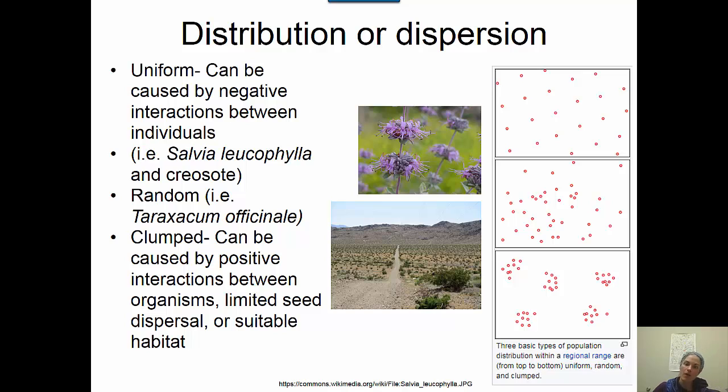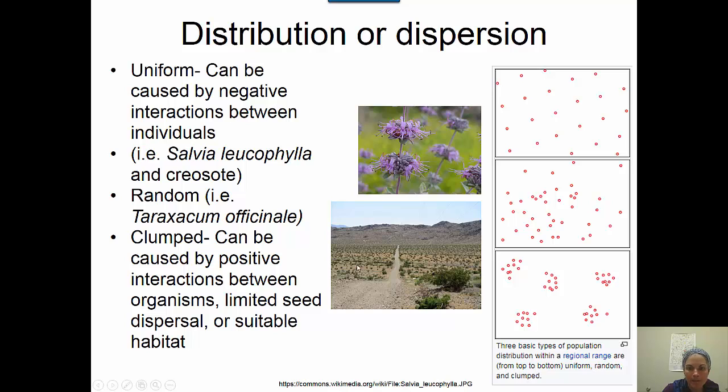There are a couple of examples of this from the plant kingdom, including some local plants. For example, this species, Salvia leucophylla, has been described as having uniform distribution as a result of chemicals that it exudes from its roots. Those chemicals prevent other plants from establishing nearby, causing the populations to have this uniform distribution.